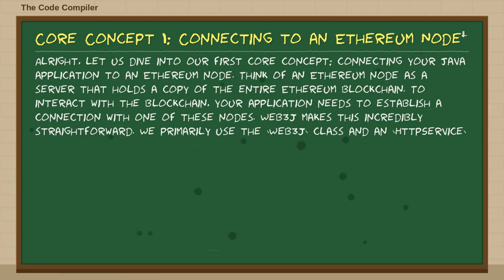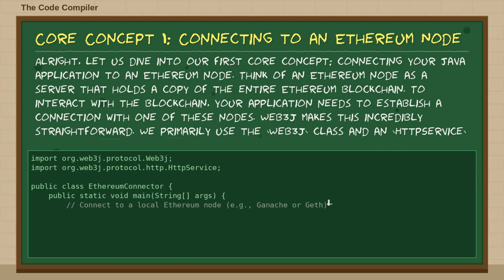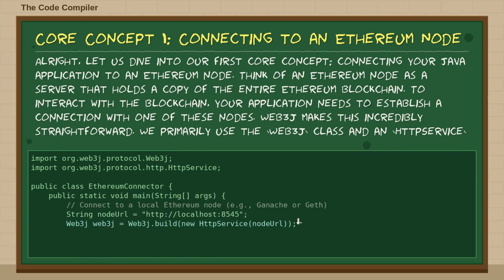8545 if you are running a local development node like Ganache or Geth, or it could be a public Infura or Alchemy endpoint for production. Once connected, you have the gateway to the Ethereum network open for your Java application. Remember, this connection is the fundamental first step for any Web3j interaction. Without it, your application cannot communicate with the blockchain. Let us see the simple yet powerful code to achieve this connection.